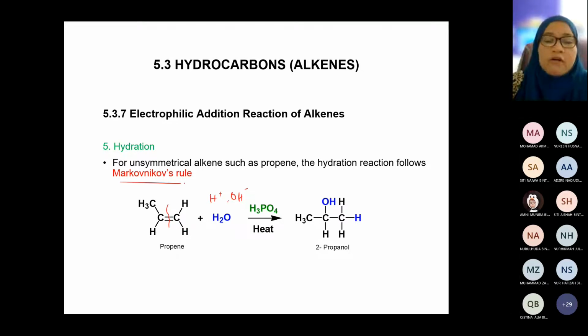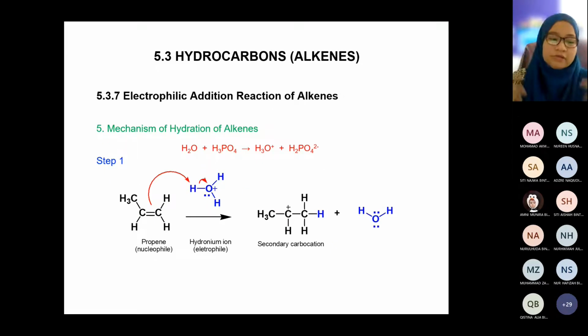So that's why we have Markovnikov's rule. As usual, Markovnikov stresses the stability, the same as what we learned for hydrohalogenation last time. It's the same, it's just that the reagent used is now different. So identify: this is a primary carbon, this is a secondary carbon. Hydrogen will be attached to the carbon that has more hydrogen. OH will be attached to the carbon that has less hydrogen, or more substituted. So that's why OH is attached to this carbon and hydrogen is attached to this carbon. So this is an alcohol. Okay, moving on.